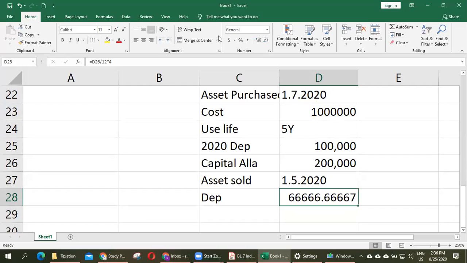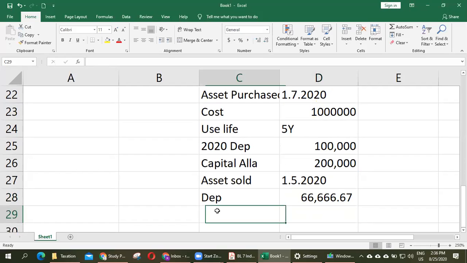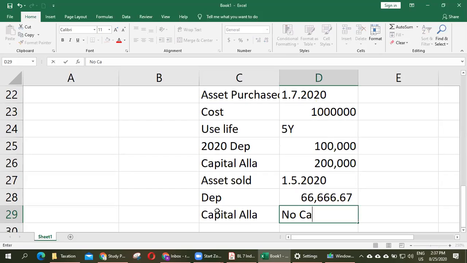66,600, right, this value? How much capital allowance for that year, if the asset has been sold on this date? How much capital allowance? Zero. No capital allowance.